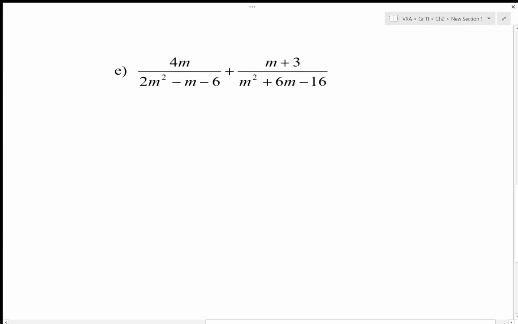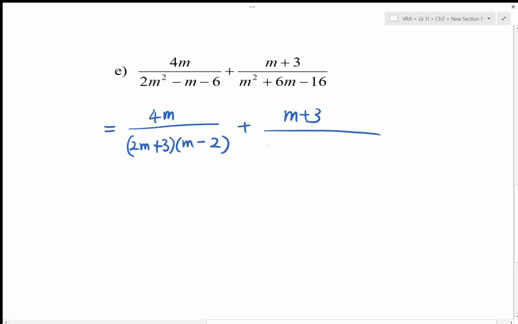So let's take a look at this one. The first step is to factor the whole thing. So we have 4m over, and then I have 2m, and then m, I have 3, and then 1. This should be minus, this should be 2, and this has to be minus, this has to be plus. And then plus m plus 3 over, then you have m and m, and then you have 2 and 8. Plus m minus. Okay, so double check whether my factoring is correct.